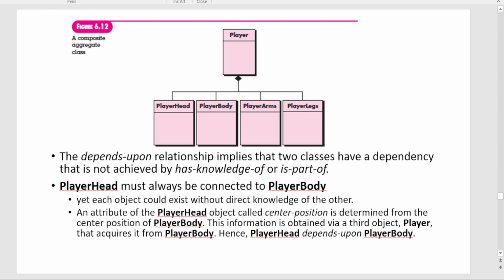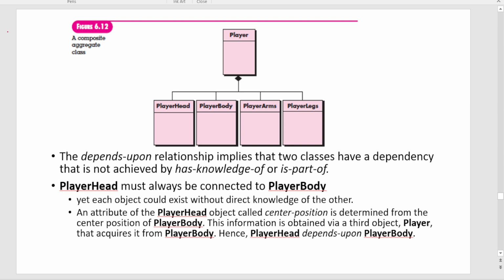So player head must be connected to the player body. In playing a game, you know that a head lies on the body itself, unless you are playing something which is a very violent game like zombies, where people can move without a head. That is an extremely dangerous game. So in general, when you play a football, hockey or cricket based game, the player head must be connected to the player body. Yet each object could exist without the knowledge of another.